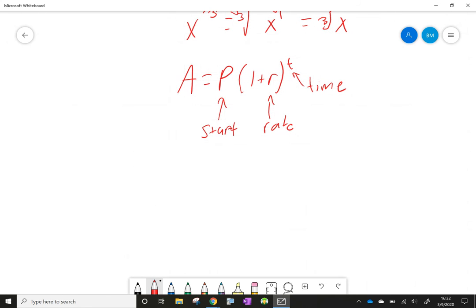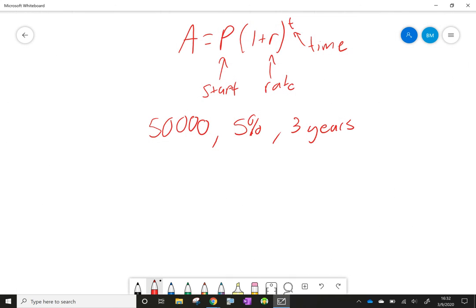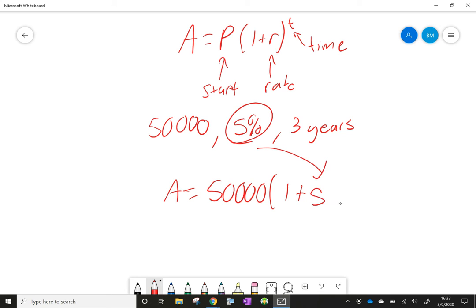An example is if I say I'm going to have a loan of $50,000 at a 5% rate for 3 years, I would use this formula as such. The start value is my $50,000, so I'd have A equal to $50,000, just plugging in the numbers. The 1 plus R would be 1 plus 5%. But here's the thing, you're not going to write it as 5% in here. You're actually going to have to change this to a decimal.